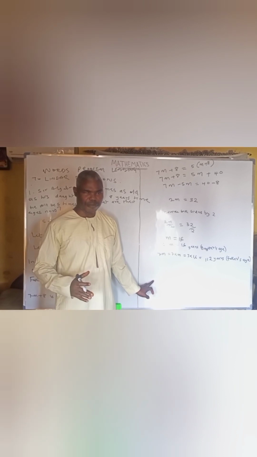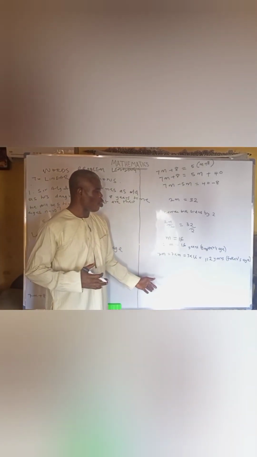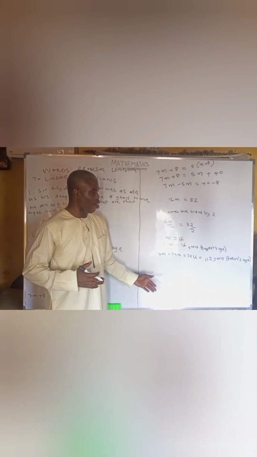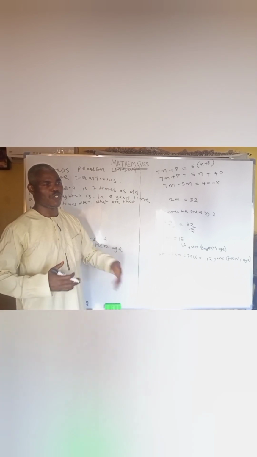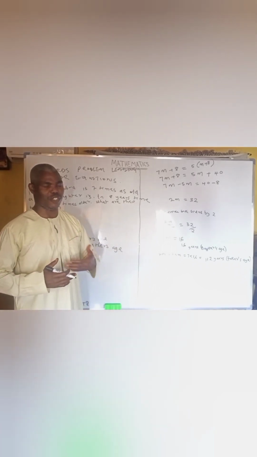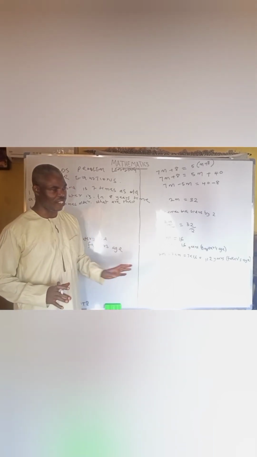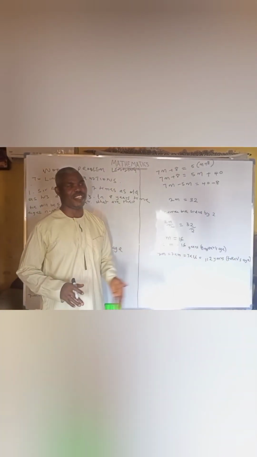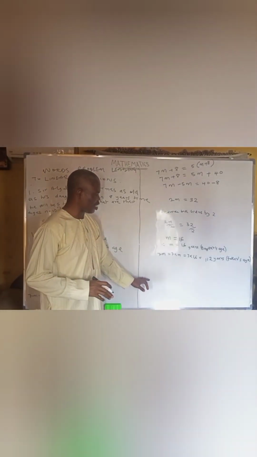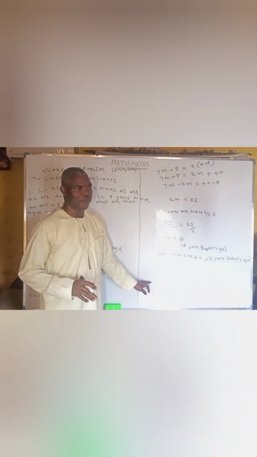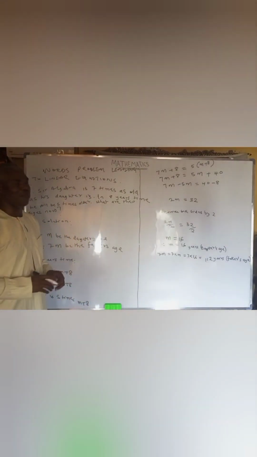Is that clear? So, for your information, all the results according to age or anything that regards age are supposed to be positive. We don't have negative answers. For instance, you can't say the age of the father is minus 40 years. No, we don't have such answers. So let's go to example 2.